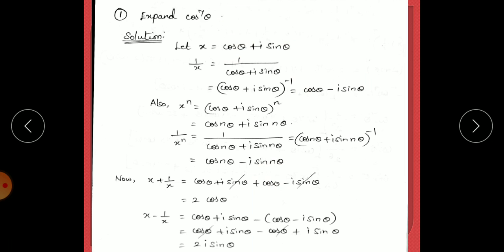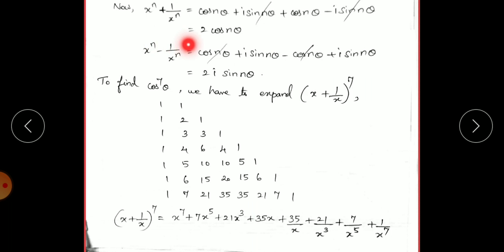So cos theta plus i sin theta plus cos theta minus i sin theta. So plus and minus i get cancelled, so we get 2 cos theta. Likewise, x minus 1 by x, after cancelling, we are getting 2i sin theta. Now x power n plus 1 by x power n.